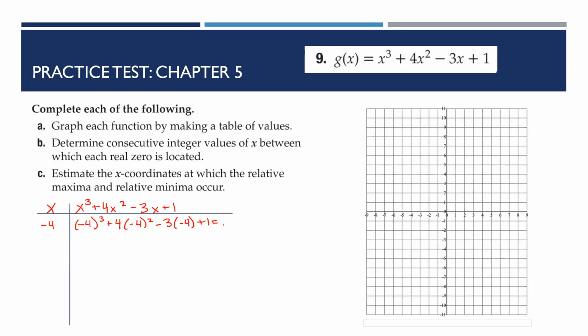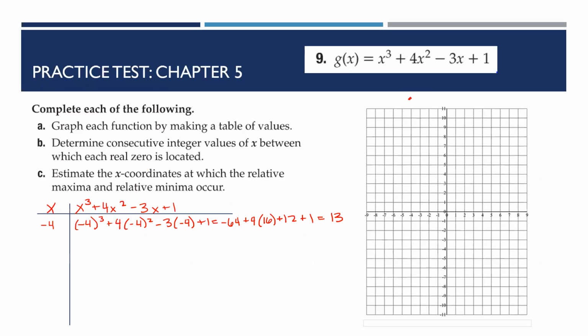And then when I do that, I get -64 plus 4 times 16 plus 12, negative times negative is positive, plus 1. And then when I multiply 4 times 16, then add everything else, this -64 and everything, I end up with 13. Okay, so when x is -4, y is going to be positive 13, which is about here.